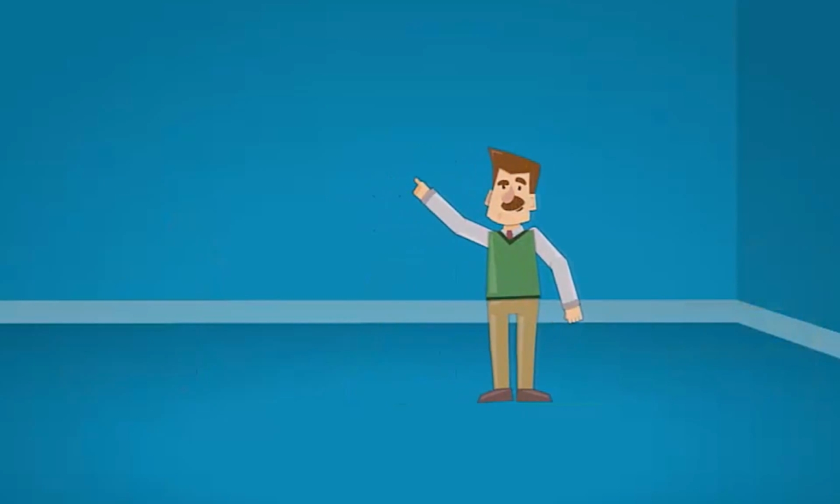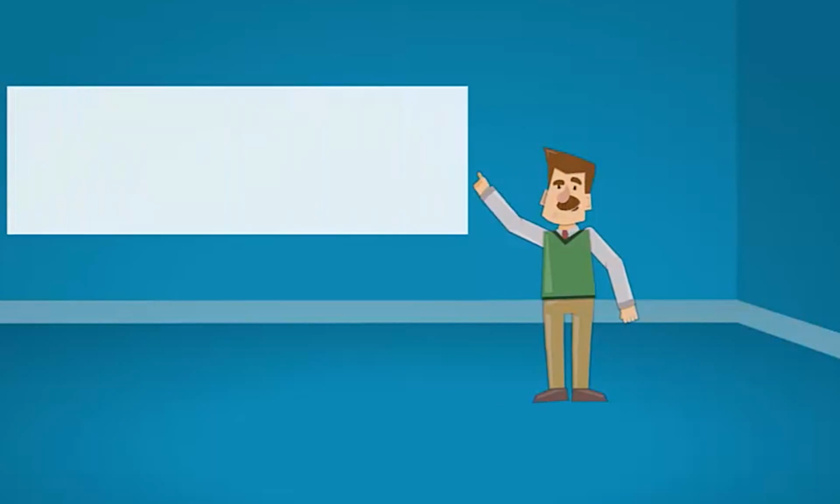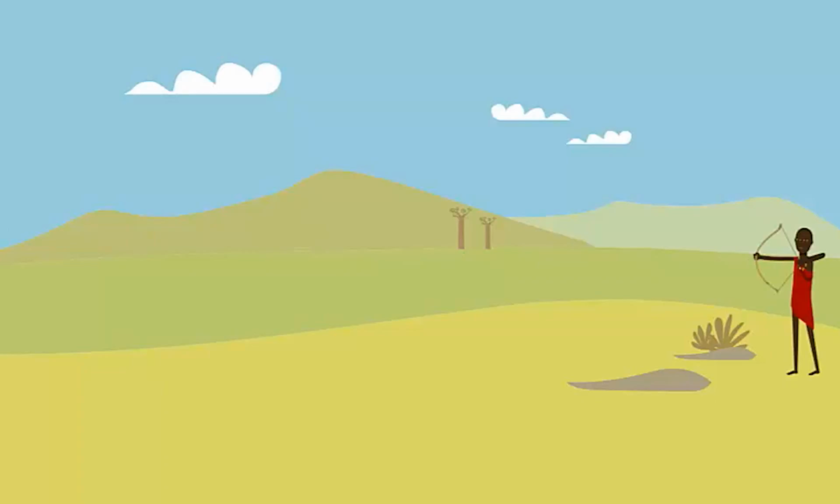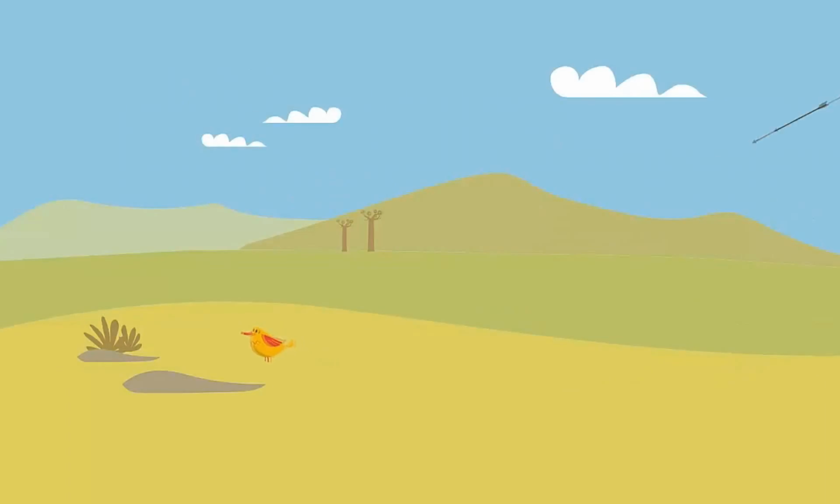It also works the same way with acceleration. For greater acceleration, more force is needed. Now let's imagine a man tries to shoot an arrow with a little push and release. The arrow goes a shorter distance. When he pushes the spring further and releases, the arrow flies a greater distance.